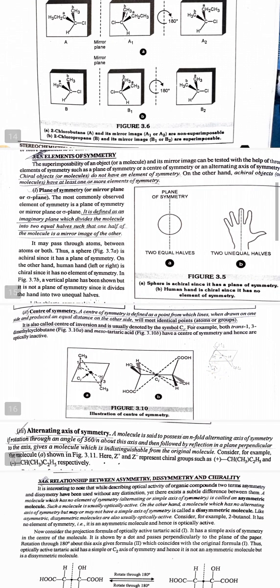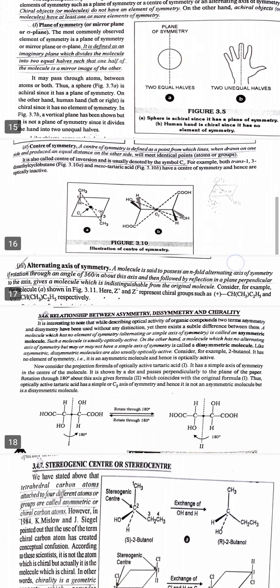Plane of symmetry. The most commonly observed element of symmetry is the plane of symmetry, or sigma plane. It is defined as an imaginary plane which divides the molecule into two equal halves such that one half of the molecule is a mirror image of the other. Center of symmetry. A center of symmetry is defined as the point from which lines drawn on one side and produced an equal distance on the other side will meet identical points.